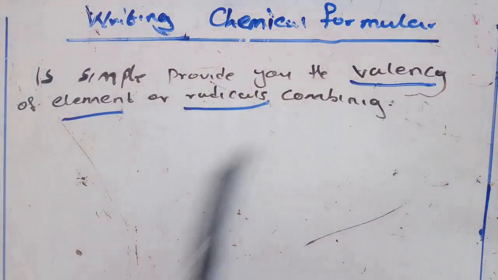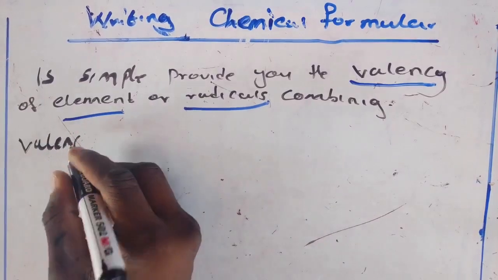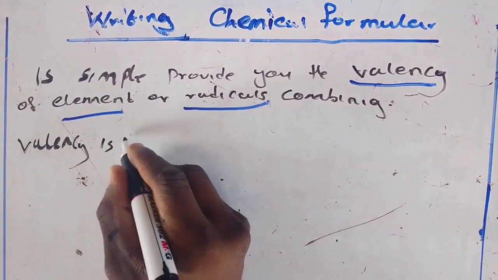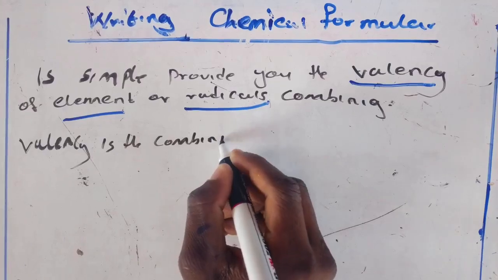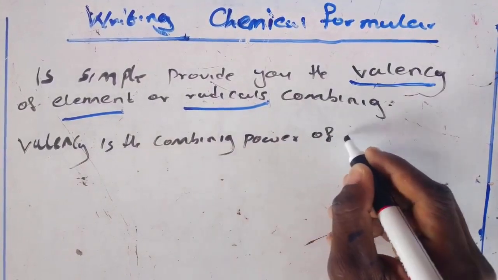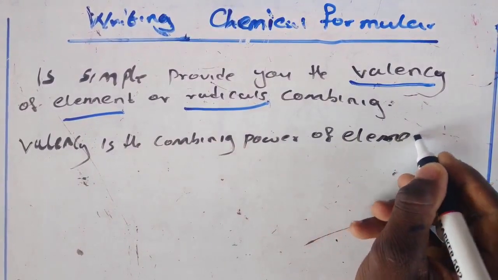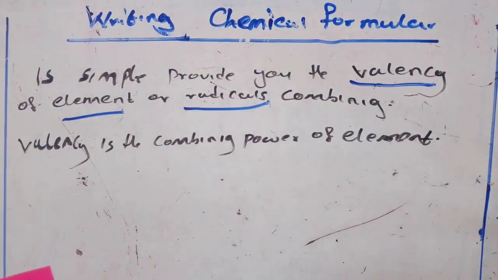So I'm going to define what a valence is. A valence is the combining power of an element. So this is what a valence is. A valence is the combining power of an element.